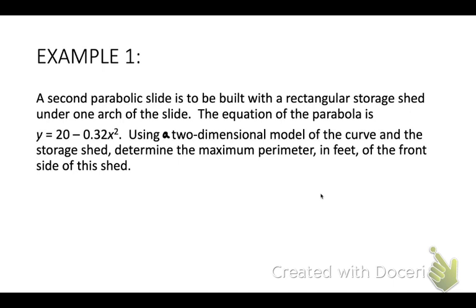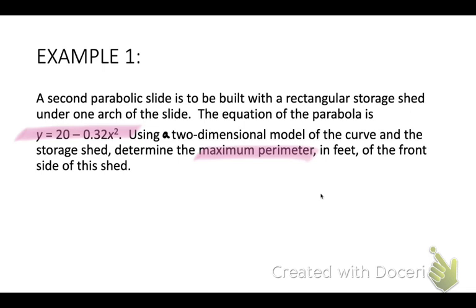Okay, so what do we have happening here? We got an equation. That's quadratic, that's good. Is that equation concave up or concave down? Concave down, which is good because I need to have a maximum perimeter of the front side of this shed. Okay, so let's see what this looks like. Let's make a diagram.